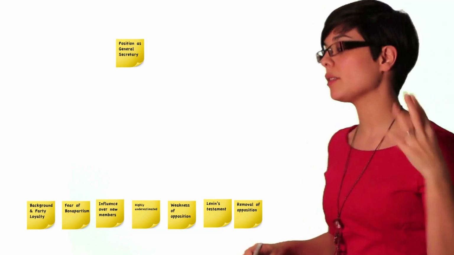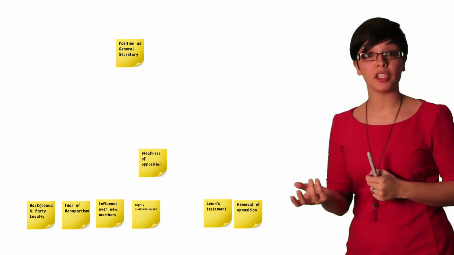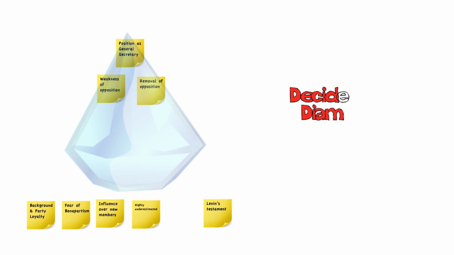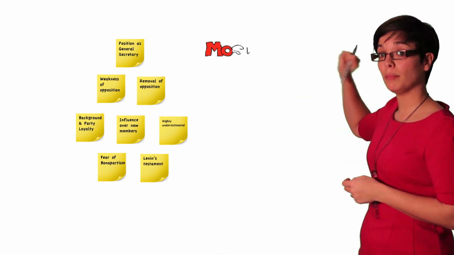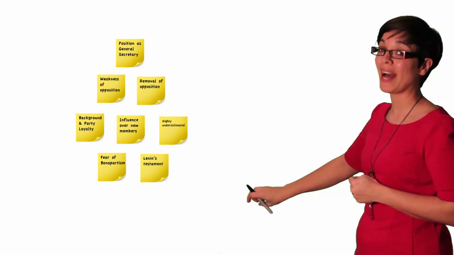I believe the next most important reason why Stalin rose to power was because of the opposition and their weakness. And the opposition means Trotsky, but also the removal of the opposition from the left and right. Thirdly, was because of his background within the party. And you work your way down until you have the diamond. I now have my diamond shape with the most important factor in my opinion at the top to the least important factor of Stalin's rise to power at the bottom.